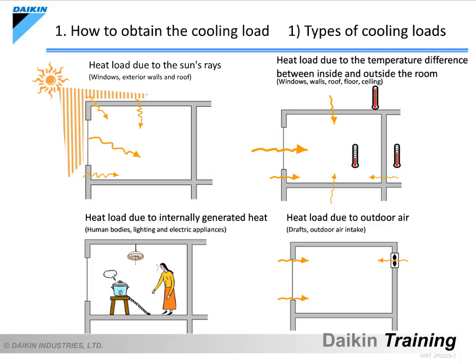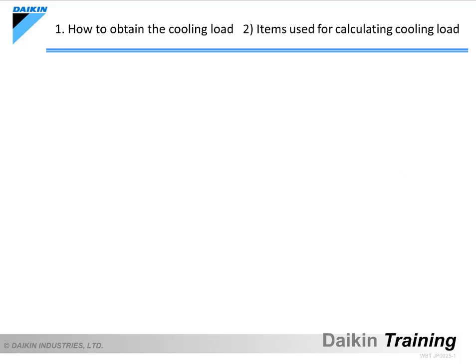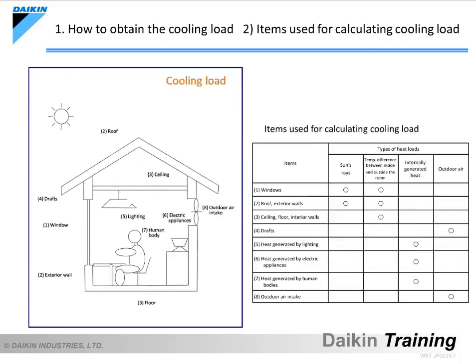These heat loads are used in order to calculate the cooling load. The cooling load is calculated using 8 items. The first is the heat load from windows on the exterior wall. This is calculated using the heat load from the sun's rays and the heat load from the difference between the outdoor and room temperatures. The second is the heat load from the roof and exterior wall.